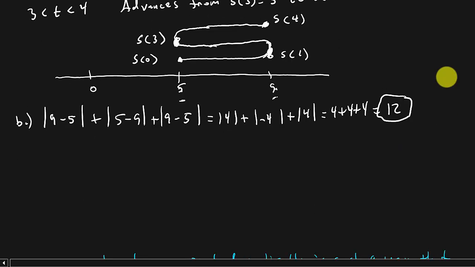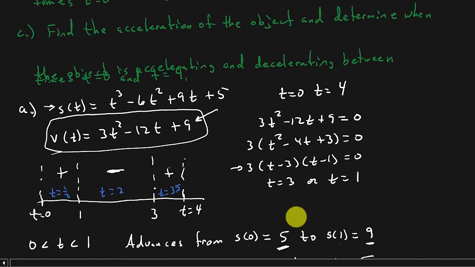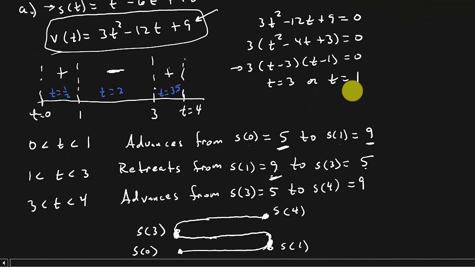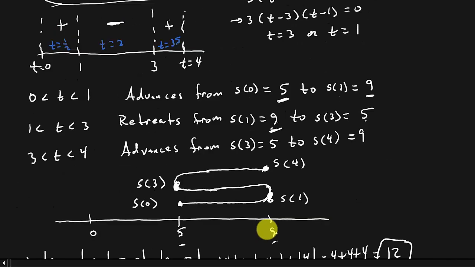All right, and then we've got part C. What does it say? It's kind of jumbled up. It says, find the acceleration of the object and determine when the object is accelerating and decelerating between times t equals 0 and t equals 4. So let's find the acceleration of the object. So remember, the acceleration is what? It's the derivative of the velocity.